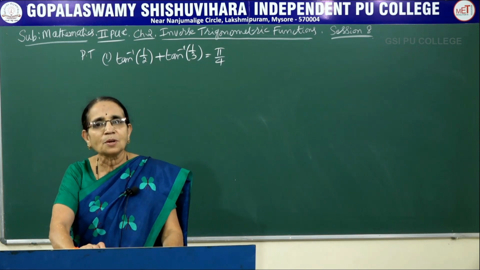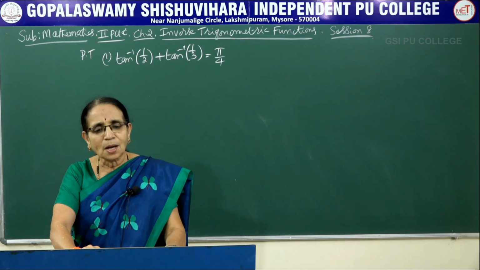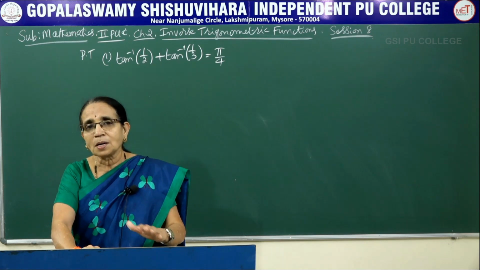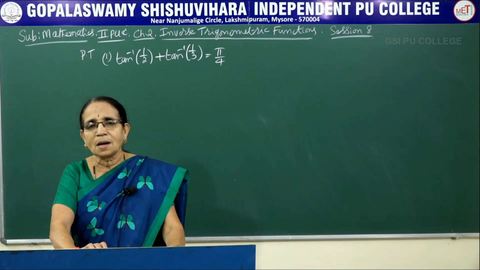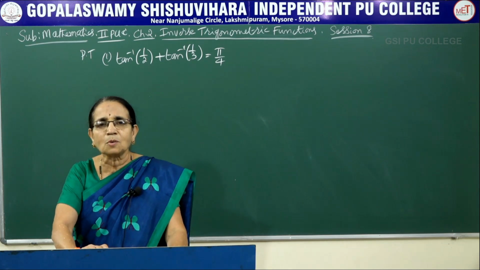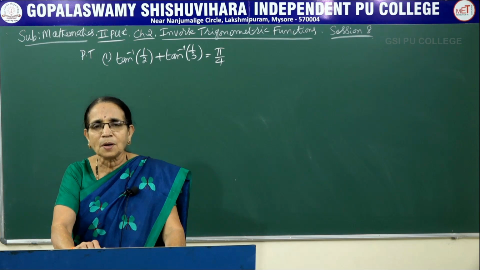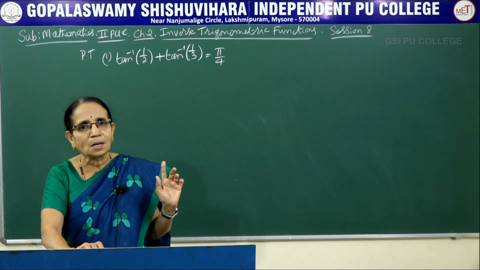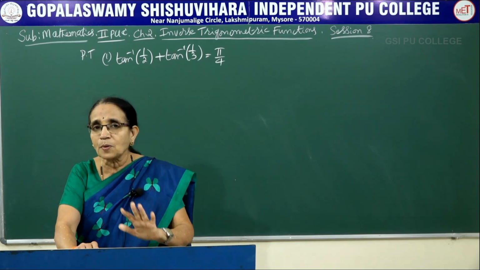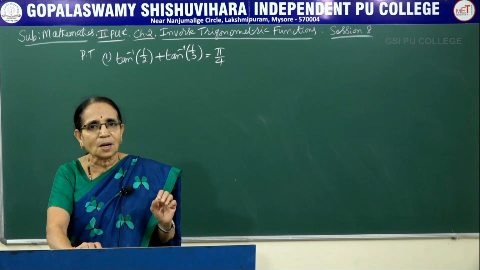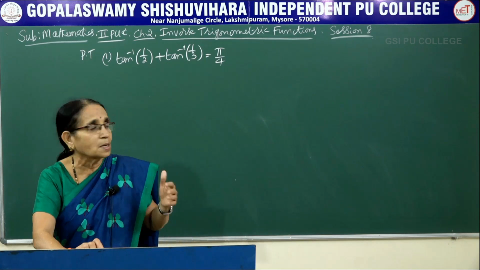In the previous session, I had worked out some problems in which I made use of the properties of the inverse trigonometric function. In today's class also, I am making use of the fourth property in particular, which says that tan inverse x plus tan inverse y equals tan inverse of x plus y over 1 minus xy. And in most of the problems I am using that particular property to arrive at the right hand side. So all of them I am proving, which means I start with the left hand side and show that it is equal to the right hand side.